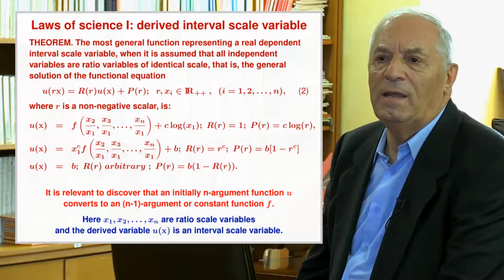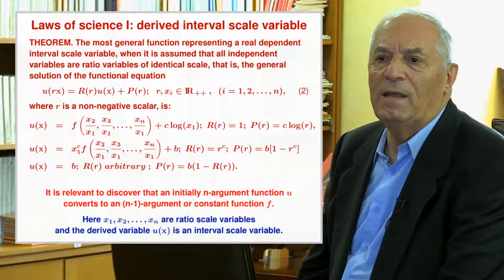We call our first case the laws of science 1 model, which is built for secondary interval scale variables and ratio fundamental variables with identical ratio scale. For this case, we have the following theorem. The most general function representing a real dependent interval scale variable when it is assumed that all independent variables are ratio variables of identical scale, that is, the general solution of the functional equation in 2, where R is a non-negative scalar, is the one given below, which has 3 possible expressions.